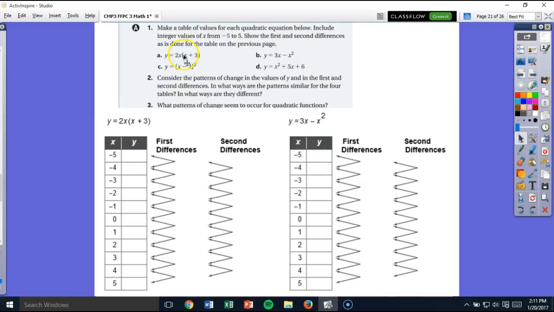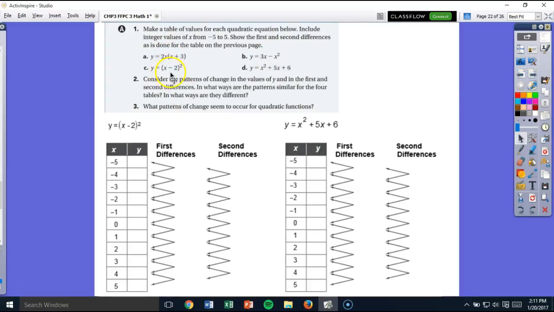You can see that these equations match up here, and if I go to the next page, these equations match up here. After you've filled out the tables, the first differences, the second differences for each of these, they want you to consider the patterns of change in the values of y in the first and second. In what ways are they similar? What ways are they different? And then would these patterns of change be right for a quadratic function?